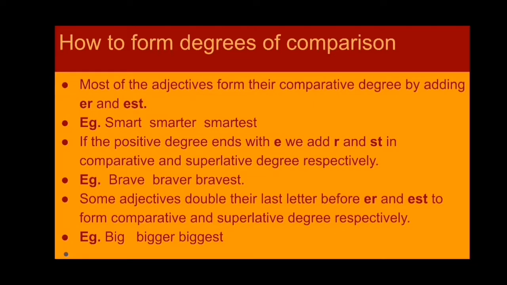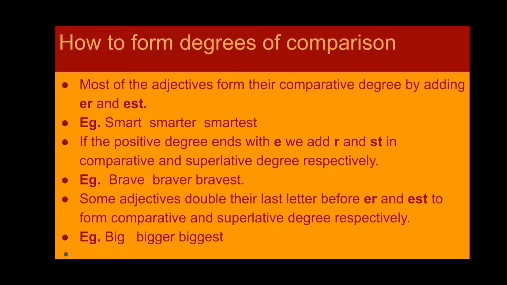Now here are some rules to convert the positive degree of adjective into comparative and superlative degree. Now when an adjective word ends with er and est. Now let's see a few examples when we convert the positive degree into comparative and superlative form by using er and est. The example is smart, smarter, smartest, or we can also say bright, brighter, brightest, or cold, colder, coldest, or strong, stronger, strongest.